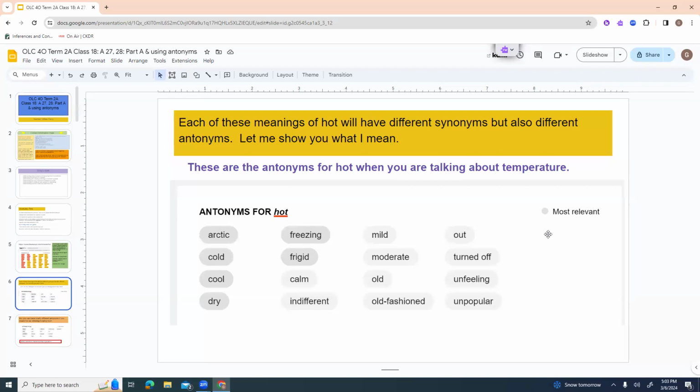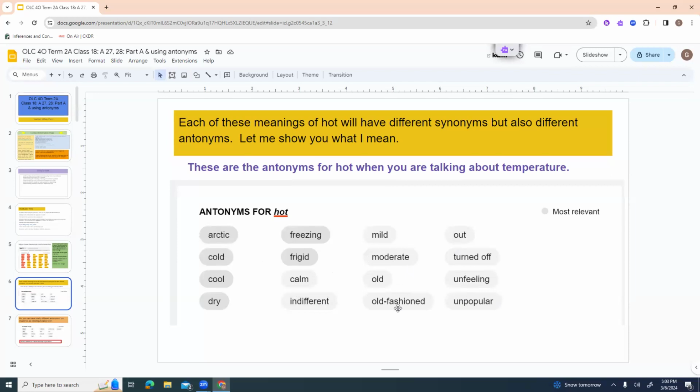And if you take a look up here and you can see this little button that says most relevant, and it's kind of darker, it means that the ones that are darker here are the ones that are going to match the other ones. The other ones would kind of be antonyms for some of the other definitions of hot. So they are antonyms for the word, but not for that particular meaning of the word.